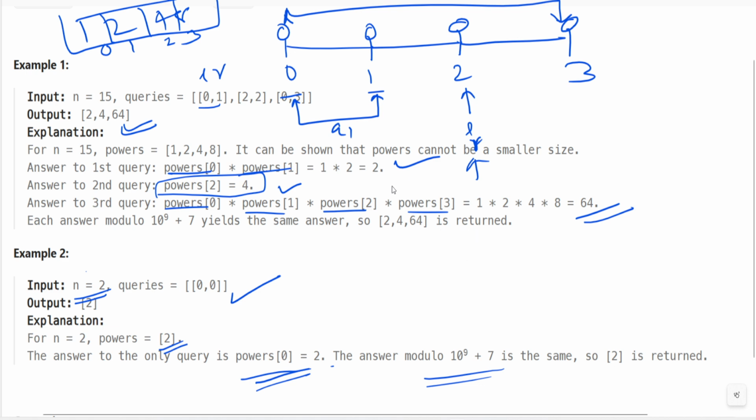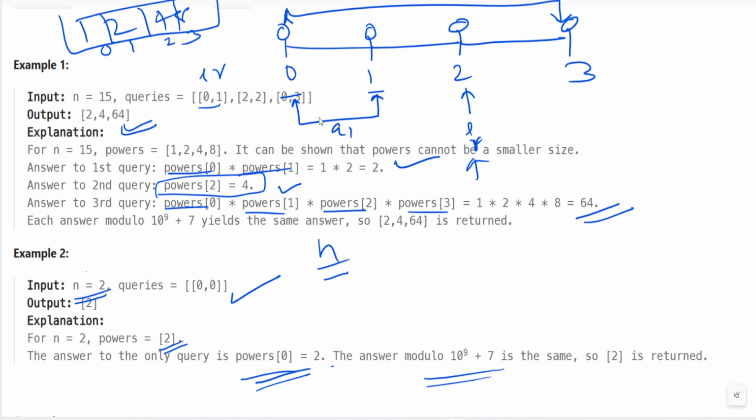Okay, so what is the intuition? We are given a number n, and we are given the queries. The queries ask us to multiply certain consecutive powers of 2 up to n, as you can see in this example that we have given.